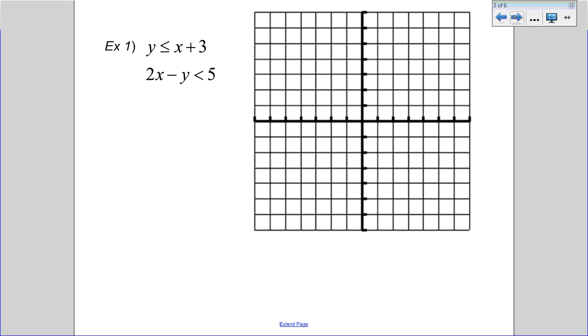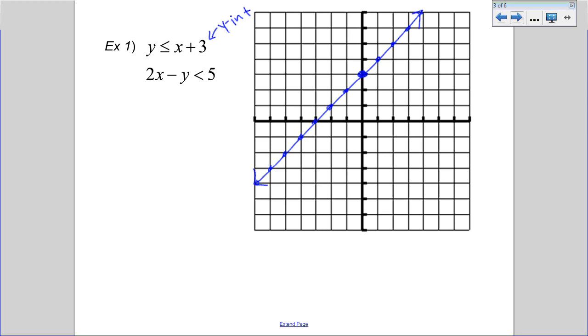The first equation is already solved for y. We've got y is less than or equal to x plus 3. So we're going to start at 3. This is our y-intercept. And so because it's y, we start on the y-axis, 1, 2, 3. And then we're going to count our slope. Our slope is 1, so we go up 1 over 1. So we get this lovely line. It's equal to, so we can make a solid line here.